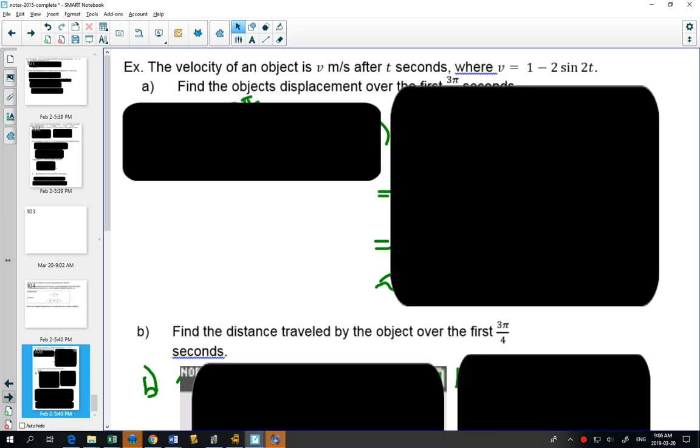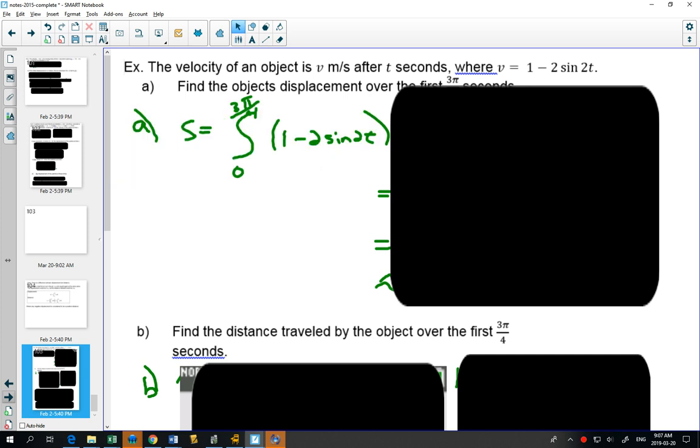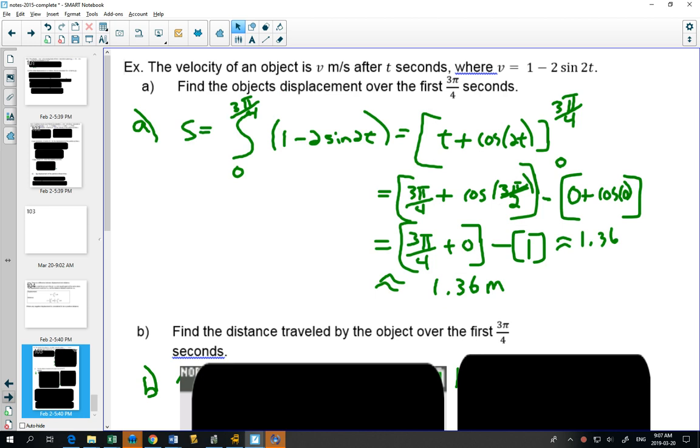Trying to think what kind of situation would have a velocity which would be a sine graph in it. So the velocity is given by 1 minus 2 sine 2t. Find the object's displacement. So here it's displacement. Life's going to be easy because we can just find the regular integral from 0 to 3 pi over 4. I forgot the dt here.